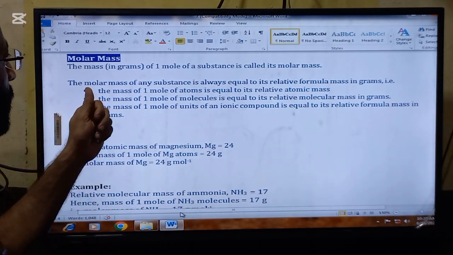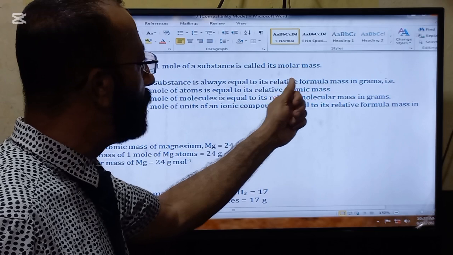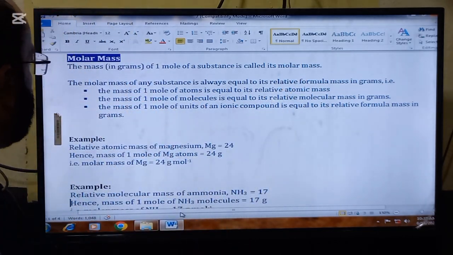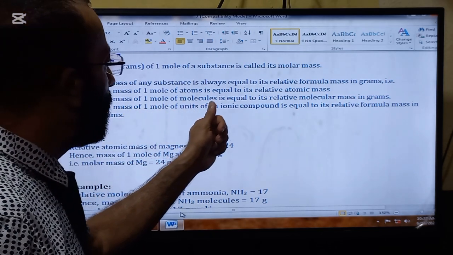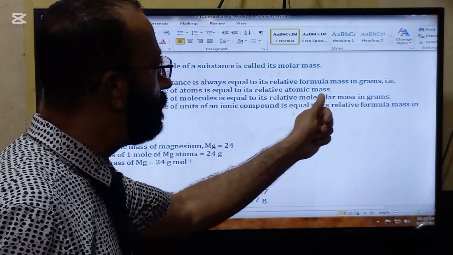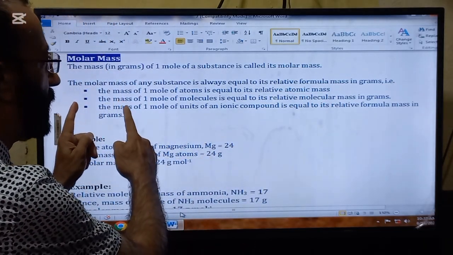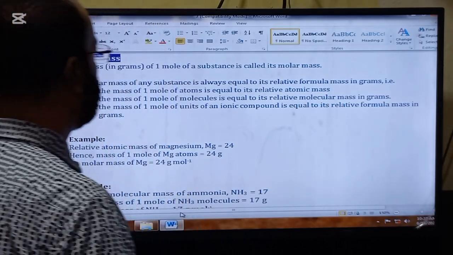The mass in grams of 1 mole of a substance is called its molar mass. This is the definition of the molar mass. The molar mass of any substance is always equal to its relative formula mass in grams. So look now, molar mass is always equal to relative formula mass in grams.